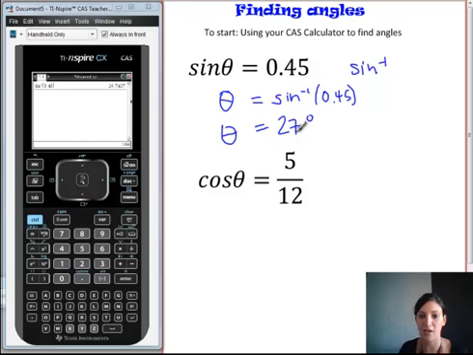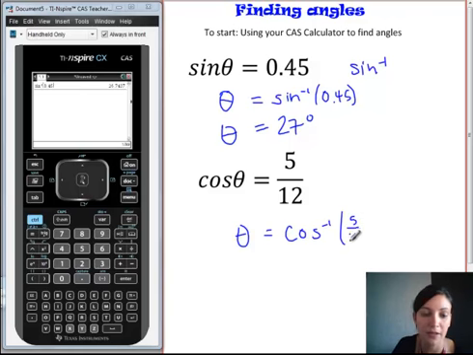Okay, we'll just try one more. Here we've got cos of theta is equal to 5/12. So the only difference here is that we're using cosine and that it's in fractional form, but it's the same steps. To solve for theta, we would do the inverse cos of 5/12.